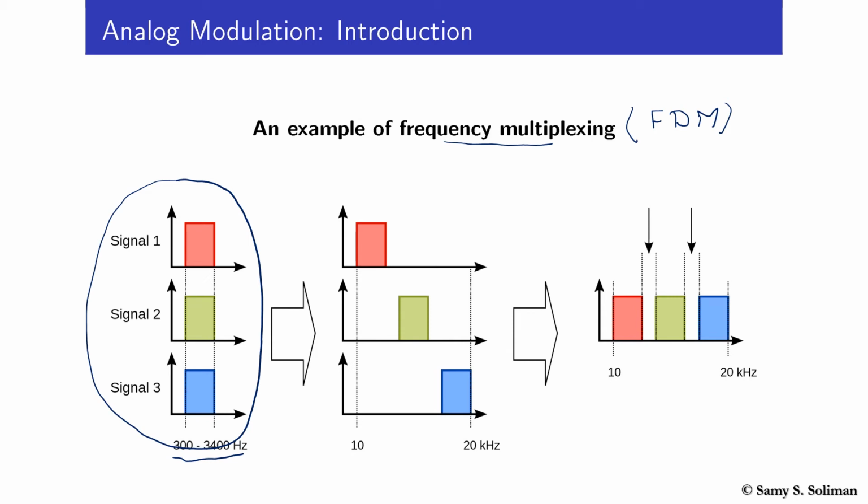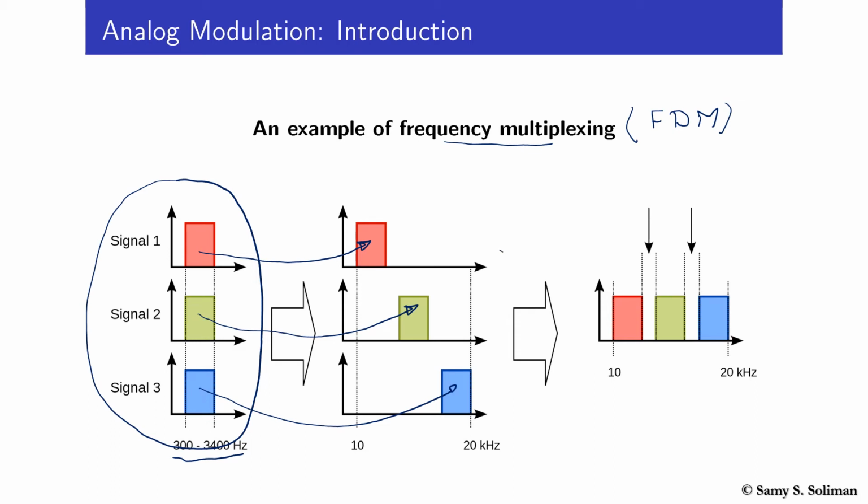However, if we perform modulation, and again here we consider the definition of frequency translation for modulation, if we change the frequency of each of those signals, such that when we change the frequency of the first signal, we make such a change. When we change the frequency of the second signal, we change it such that it is located at a different frequency range, and similarly for the third signal.